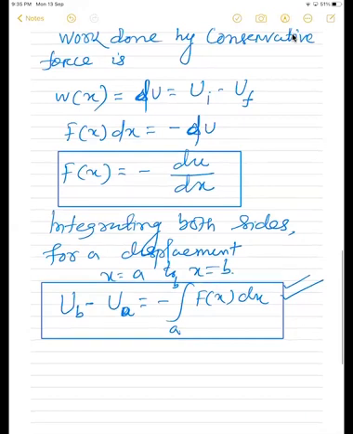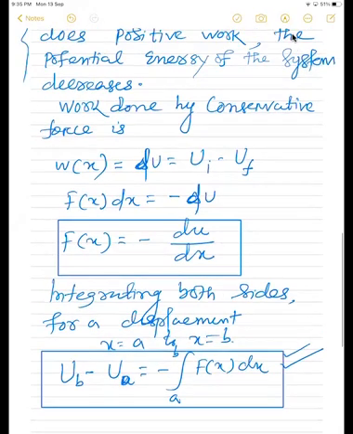And students, a force is conservative when the work done against the force in moving a mass between the 2 points depends only on the location of the 2 points, not on the path followed. Okay, just write it.